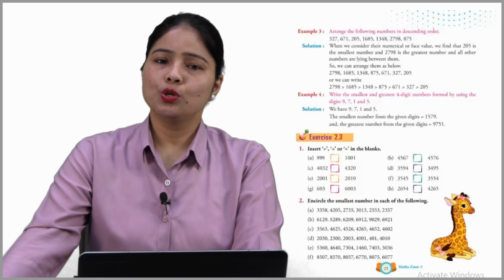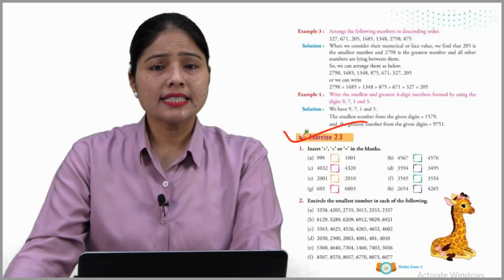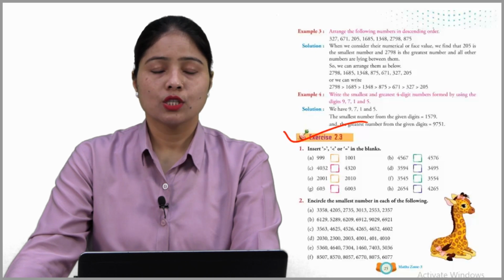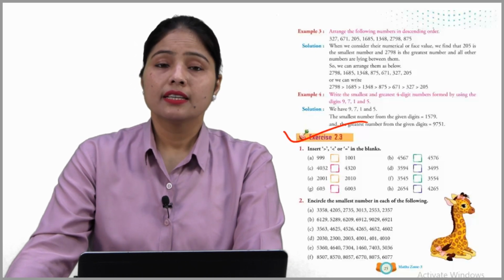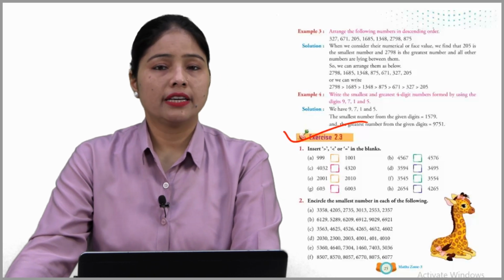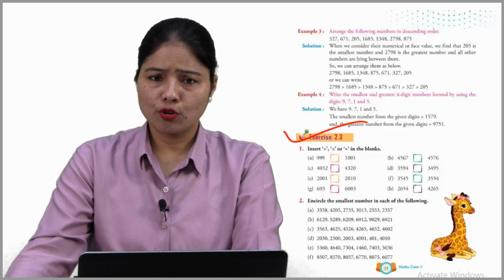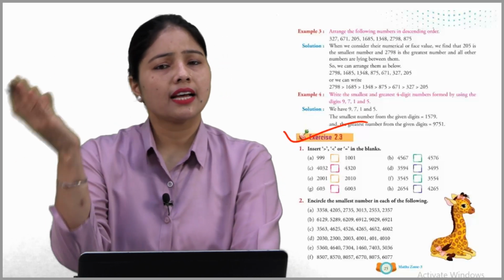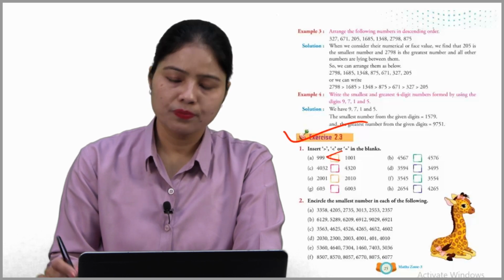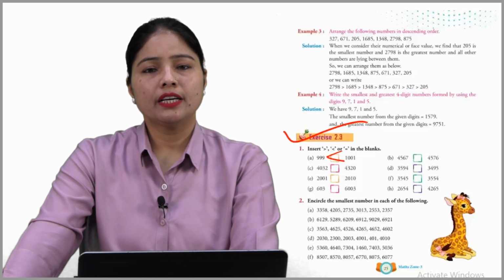Okay बच्चों, so move on to exercise 2.3. Insert greater than or lesser than or equal to in the blanks. Okay, first one is given 999 and the next one is given 1001. So you tell me which number is bigger. Yes, of course, we can see that the other one is a 4 digit number. So of course it is bigger than the other one. Okay, so keep the arrow towards the bigger one.